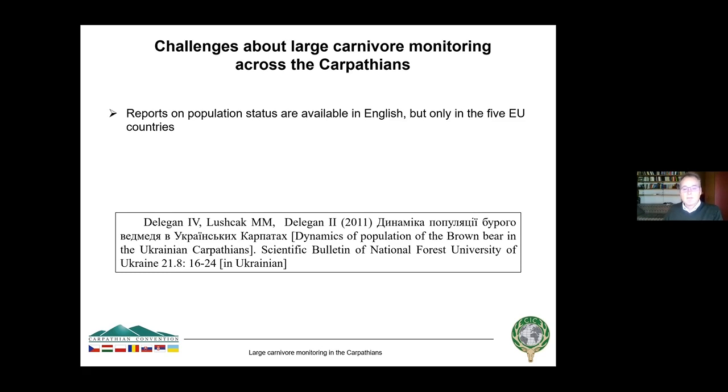So not for Serbia and not for Ukraine, because they're not members and they don't have to report according to Article 17. And the methods of monitoring are available in the national languages only, if at all. So in some countries, we have no written description of how monitoring of large carnivores is done.